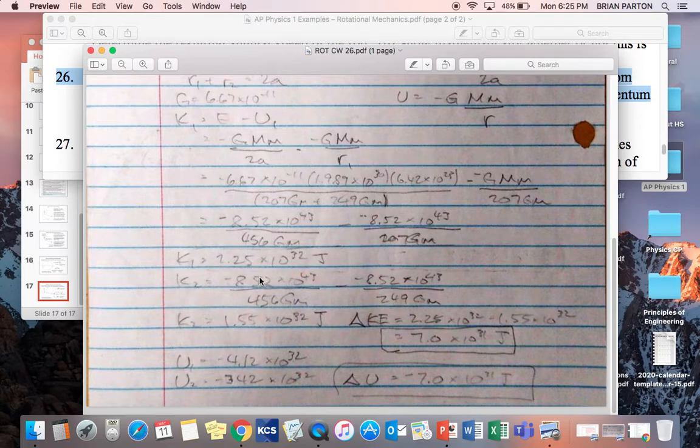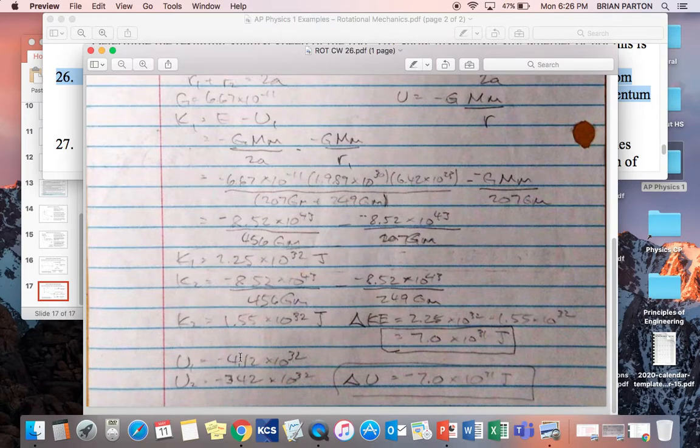Remember, this is the kinetic energy at the closest point. And then I do the same thing again for the farthest point. Notice that instead of 207, I use 249. The first part's the same because total energy doesn't change. And then at this point, my kinetic energy has dropped to 1.55 times 10 to the 32 joules. Still a massive amount of kinetic energy. So the change in my kinetic energy there ends up being 7 times 10 to the 31st joules.